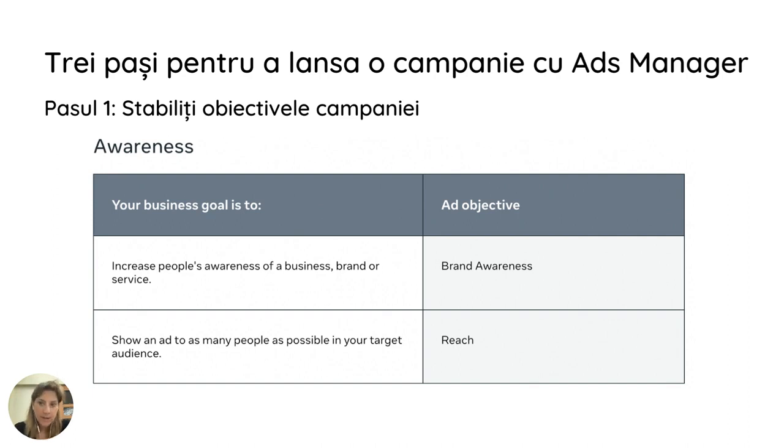So under the awareness category, you have 2 main objectives, brand awareness and reach. Brand awareness is specific to help you increase people's awareness of a business, brand, or service, whereas reach really shows your ad to as many people as possible in your target audience. So there is a difference, a very slim difference, but it makes a big impact on the ad objective and, as a result, the results as well.